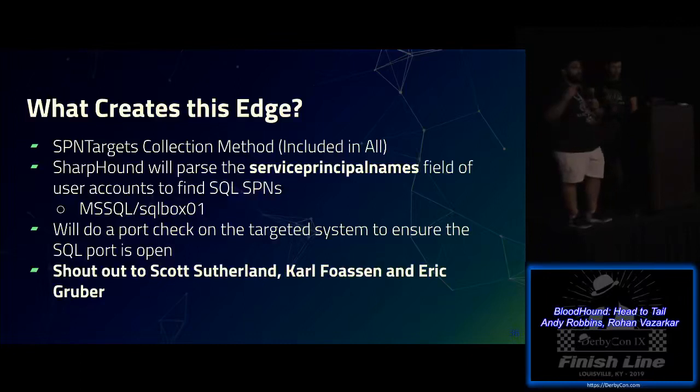All right, so what creates this edge? When you run the SPNTargets collection method, which is, again, very new, it's included in All by default. So if you're running All collection, you're going to get this anyway. But if you just want to do this, you can run SPNTargets. SharpHound, when it encounters user objects with a service principal name, will look at those service principals and see what they are.